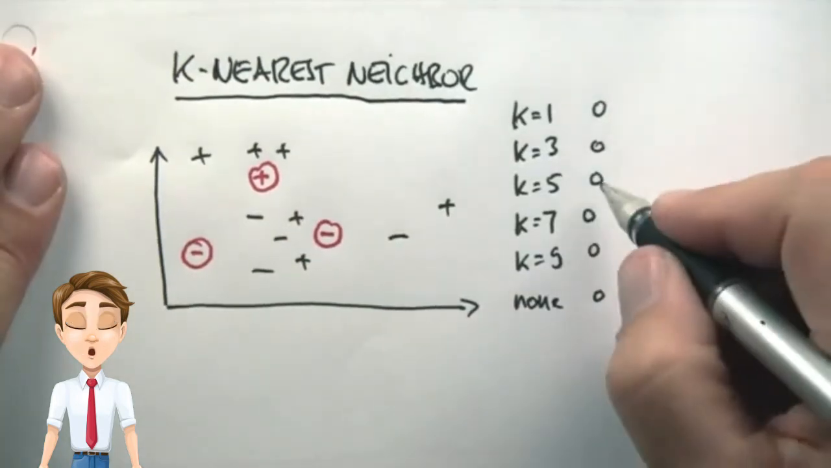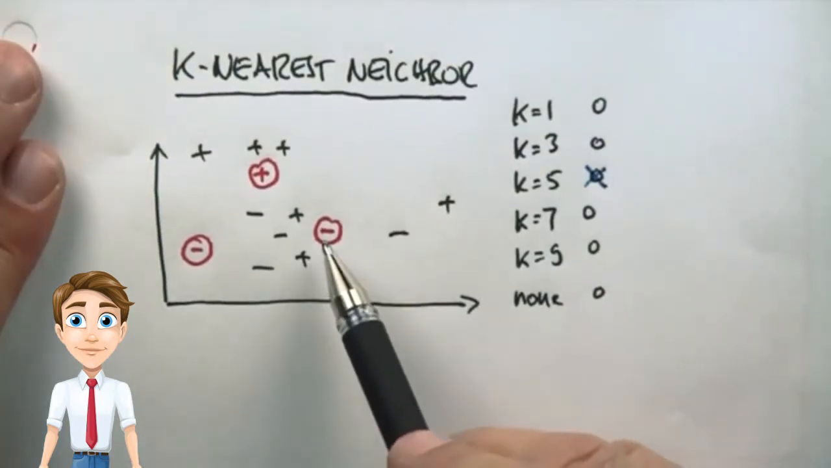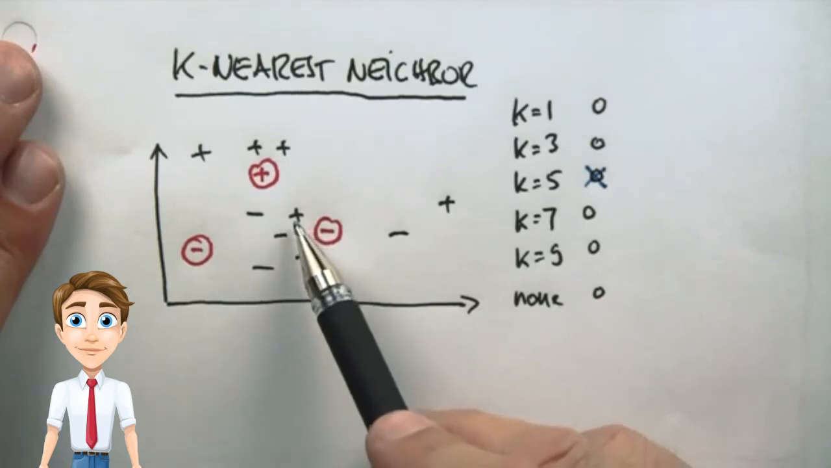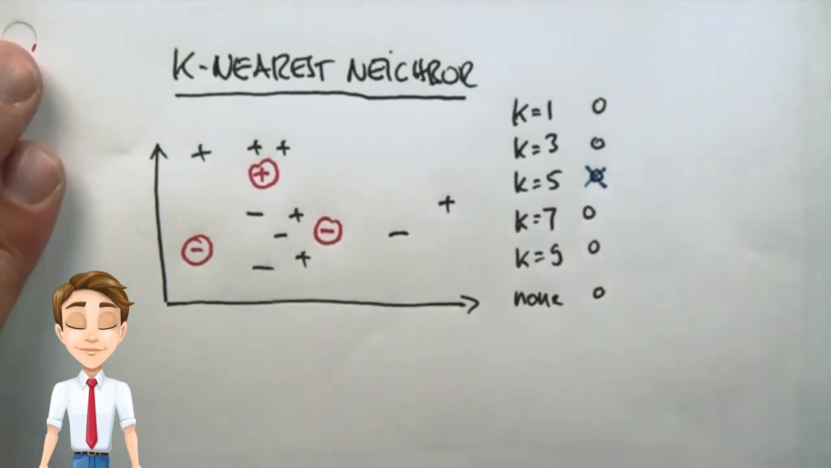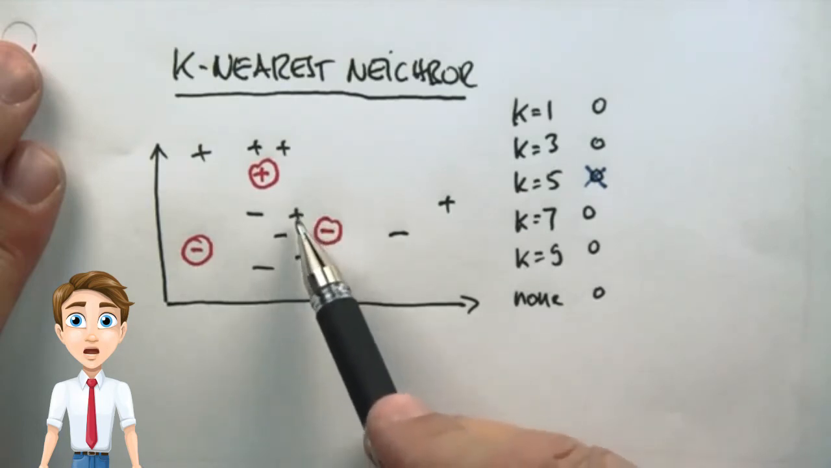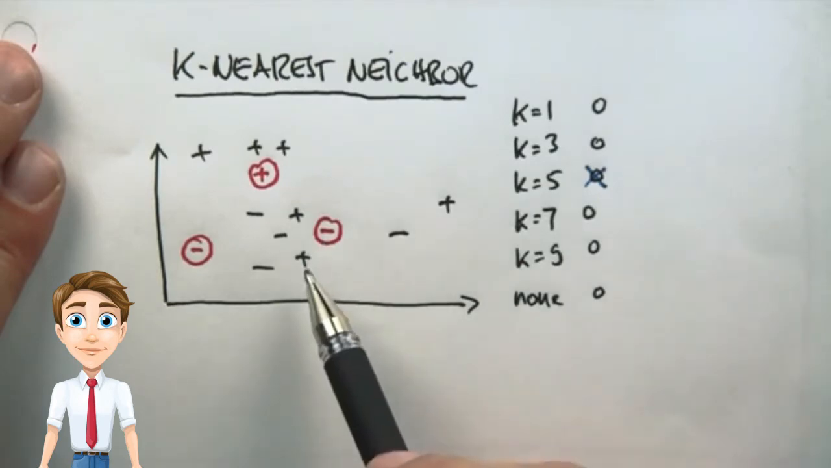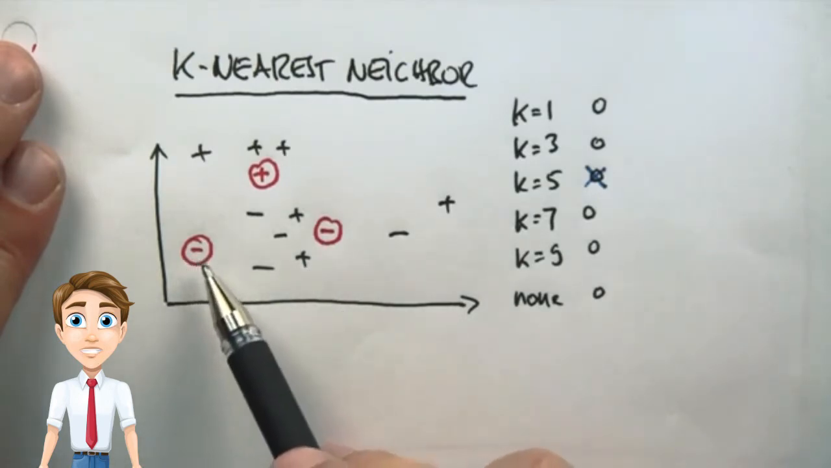And the answer is just 5. If you look carefully, for k equals 1, this guy will be misclassified. It's closer to a plus than a minus. Similarly, for k equals 3, this guy has 2 nearby pluses and 1 minus, so it would be positive. For k equals 5, we get the correct answer.